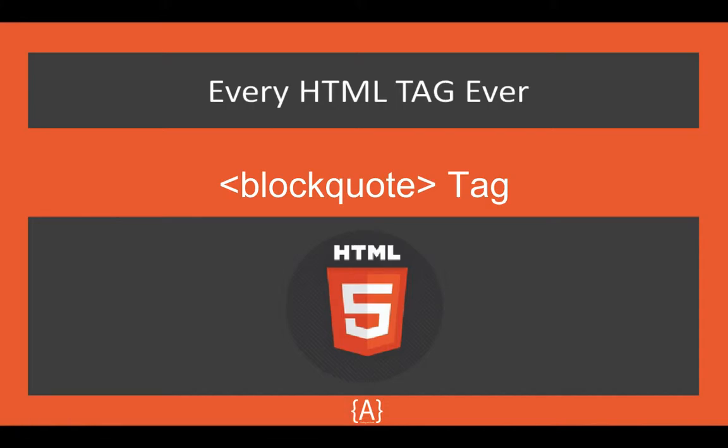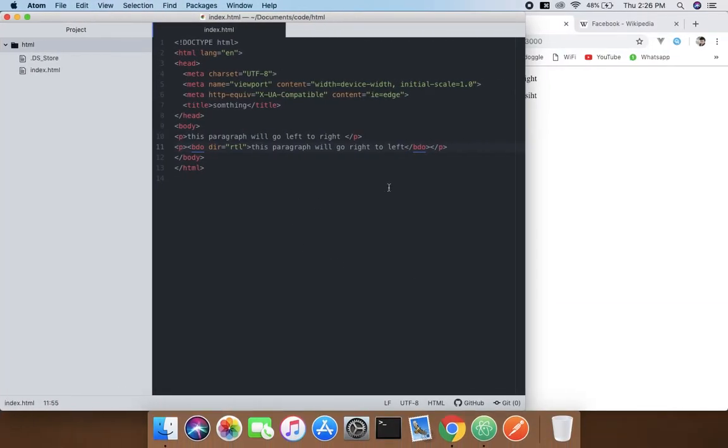Assad here, and in this tutorial I'm gonna be talking about the blockquote tag. So there are block quotes. How are we gonna do that? Just do first. What I'm gonna do is create a p tag and write something like this.